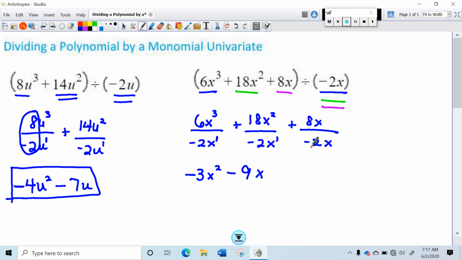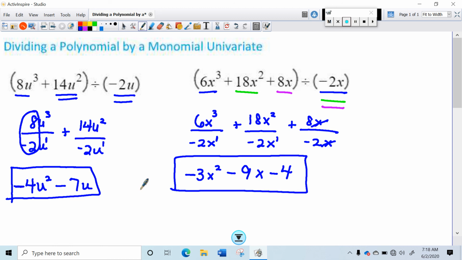For the next one, we have a negative on the bottom, but no negative on the top to cancel it out, so it stays negative. 8 divided by 2 is 4. And in math, when you have a fraction and you have one thing that's the exact same thing on the bottom, they cancel each other out. So that term doesn't even have a letter left. So that's the answer to that one.